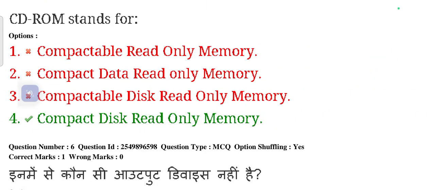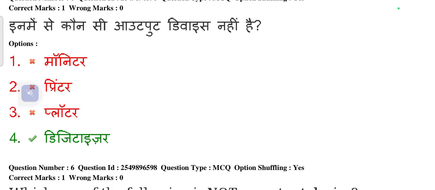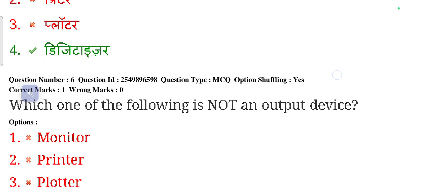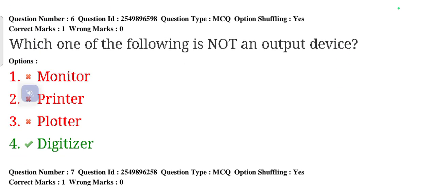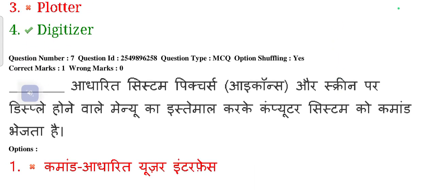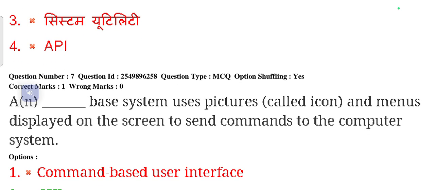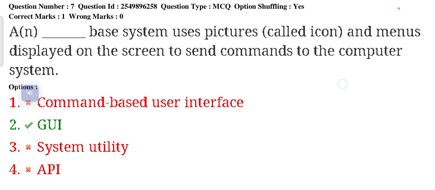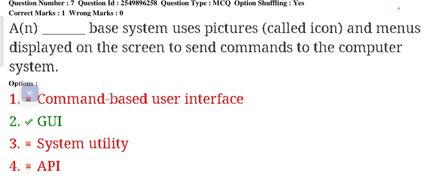CD-ROM stands for compact disc read-only memory, and read-only memory is a non-volatile memory. Which one of the following is not an output device? Monitor, printer, plotter, digitizer. Answer: digitizer. A dash-based system uses pictures called icons and menus displayed on the screen to send commands to the computer system. GUI, graphical user interface.